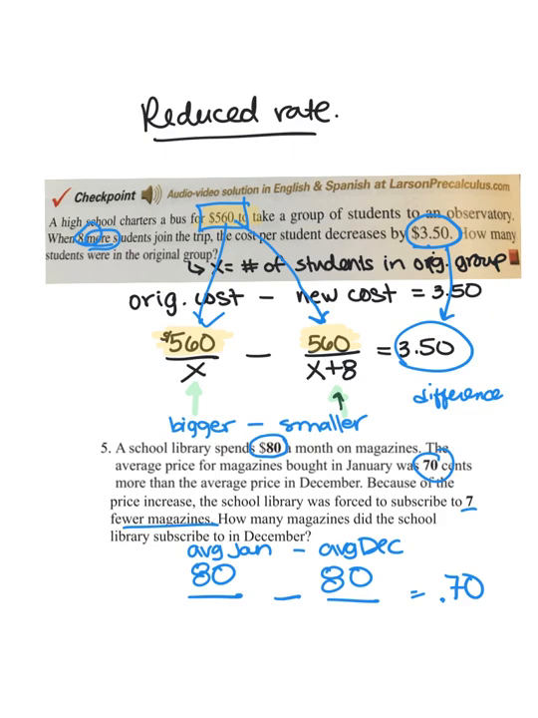So I would call December the variable that I'm looking for, and I know that the average in December is going to go here, and in January I had 7 fewer. Now let's check if this looks right.